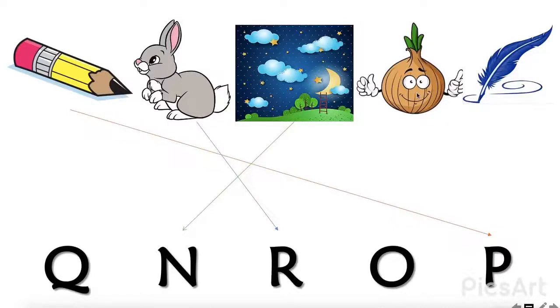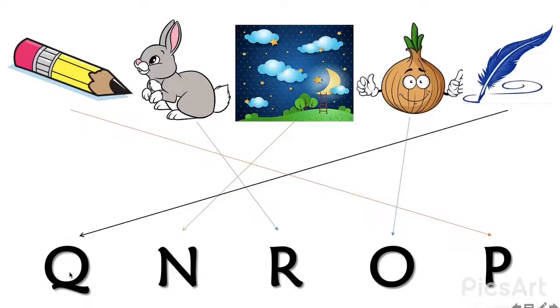Onion. Onion is starting with the letter O. Point at letter O and click. Quail. Quail is starting with the letter Q. Let's point at letter Q and click. Good. Good job, kids. Let's move to the next question.